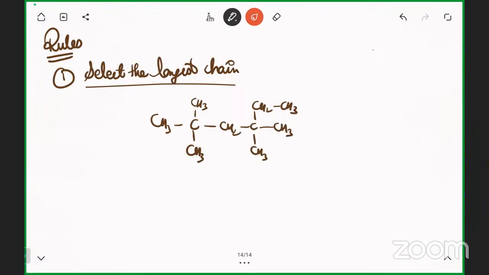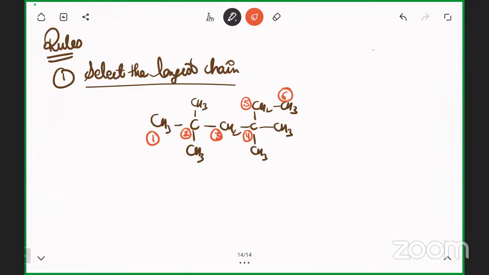See, if I go like this, 1, 2, 3, 4, 5, and 6, don't you think that I'm getting the highest number of carbon? Getting my point? Yes or no?